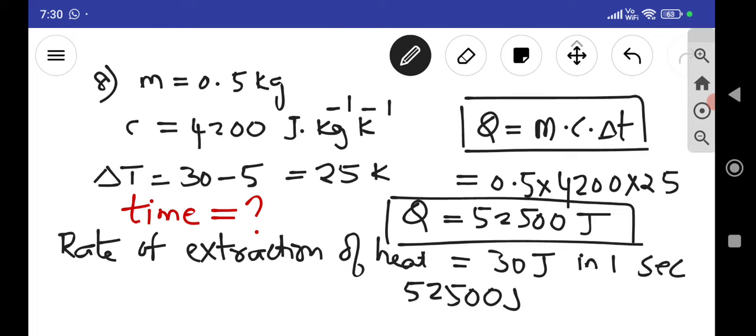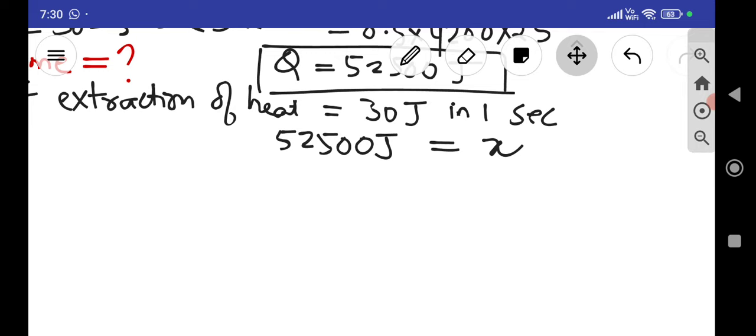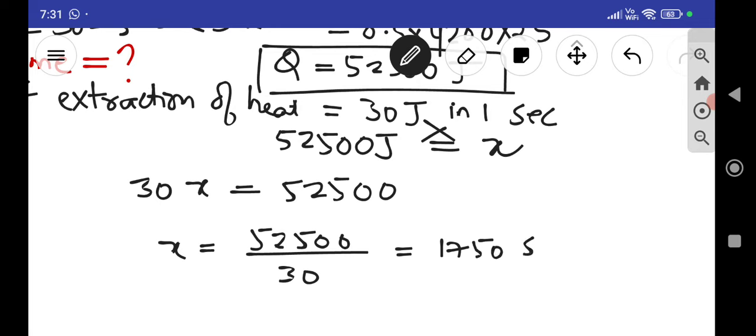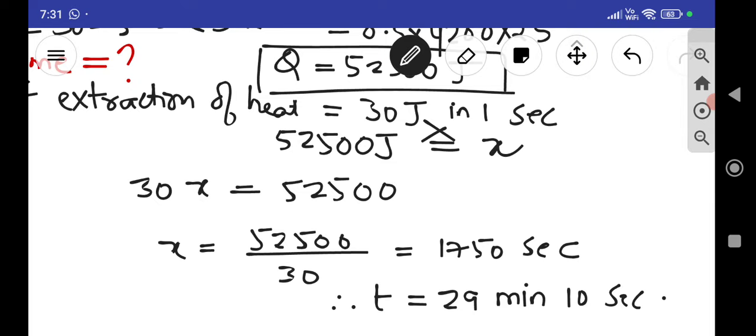52,500. You don't know the time, so take it as x here. So on cross multiplication, what we get? 30x is equal to 52,500. Therefore x is equal to 52,500 by 30. So we get 1750 seconds. So converting into minutes, finally we can write it as 29 minutes and 10 seconds. Hope you have understood question number 8.